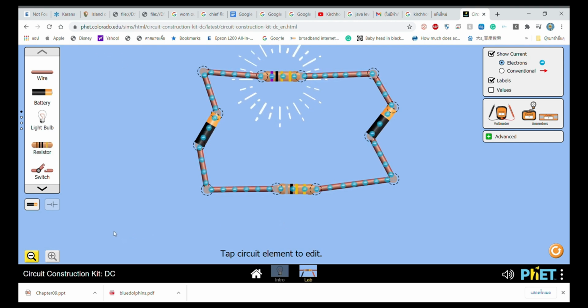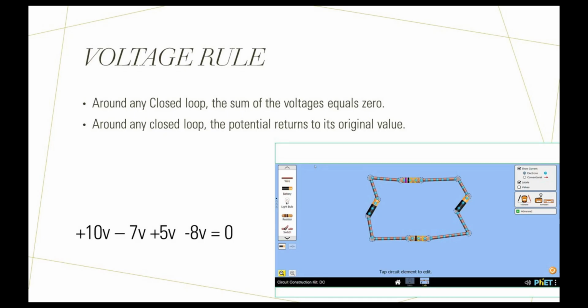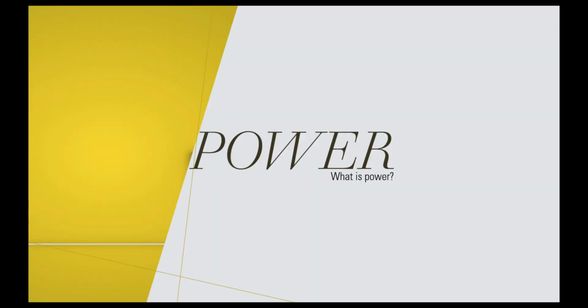Now these particular numbers I will just kind of pick, but I had to pick them in such a way that when I add up all of the increases and decreases across the entire loop, I came up with a value of 0.